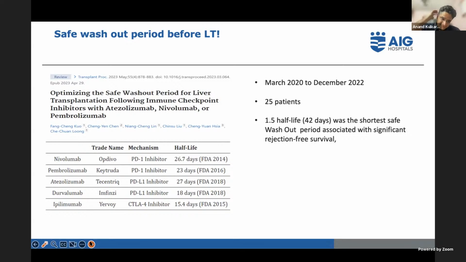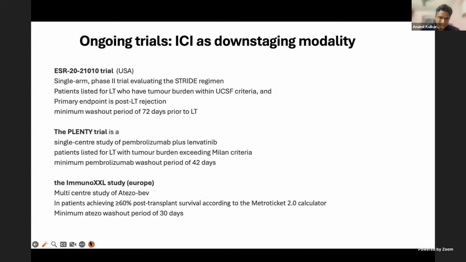The shortest, ideally it should be more than that. Most of the centers take at least 60 to 90 days. In our previous study, we had 78 and 80 days, and the lowest was 54 days. You have to wait at least 45 to 60 days prior to transplanting these patients.